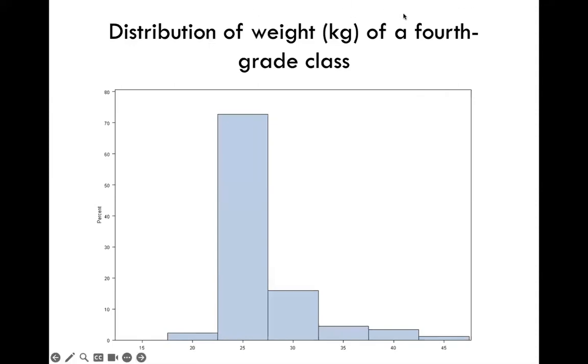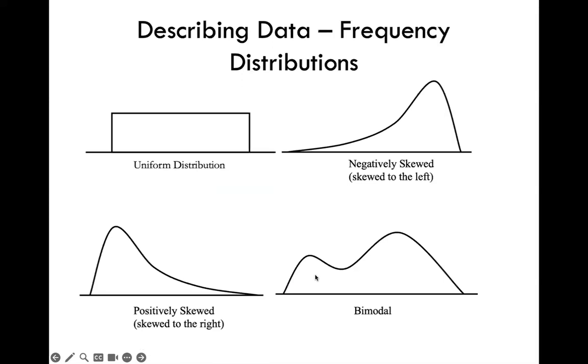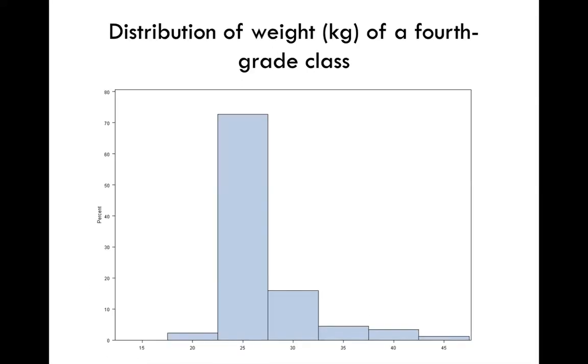So here we have the distribution of weight in a fourth grade class. Again, this is just an example of showing you how data can be distributed. What we're really looking for here is, do these data have extreme values? Are these data what we call normally distributed, or are these data skewed?